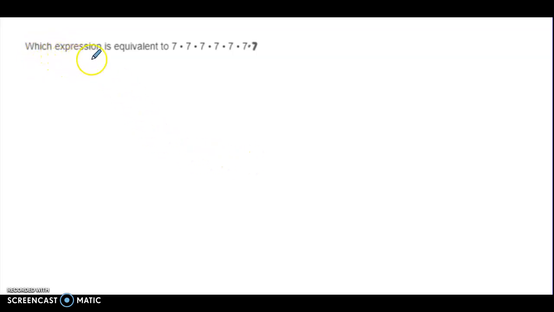So this question says, which expression is equivalent to 7 times 7 times 7 times 7 times 7 times 7 times 7? So we're going to rewrite this as an exponent. The base is going to be 7, and then we're just going to count and see how many we have. 1, 2, 3, 4, 5, 6, 7. So we have 7 raised to the 7th power.